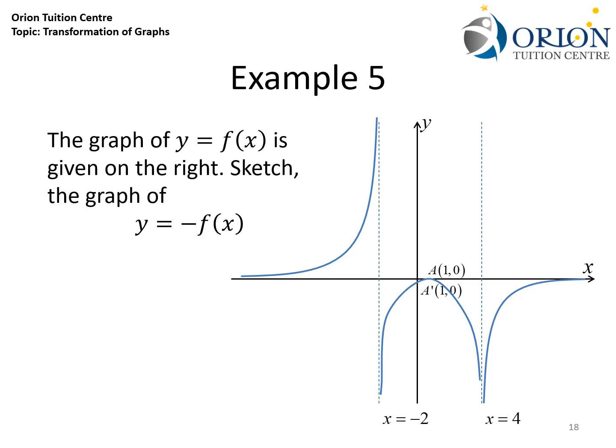In example 5, we are now asked to sketch the graph of y equals negative f(x), which is a reflection about the x-axis. So what we have to do is to simply flip the graph upside down, and we will end up with this red curve.